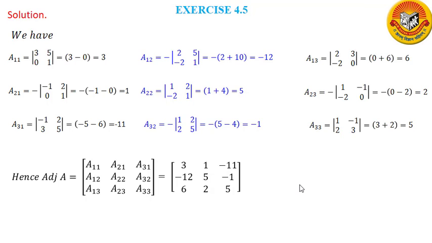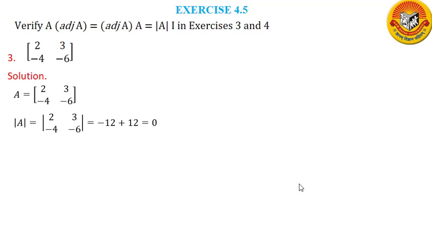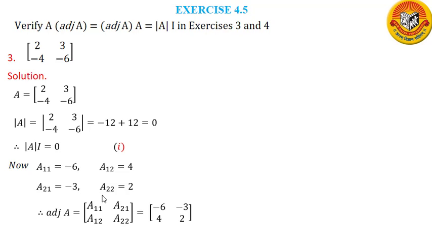Right. So let us see the next question, question number 3. Now here I have to verify A into adjoint A is equal to adjoint A into A is equal to determinant A into I. For question number 3 and 4 we have to verify. So question number 3 is a 2 by 2 matrix, so it is simple. First I will find determinant of A, which I am getting as 0, right? So the third term, determinant of A into I, I will get as 0. Now let us find a11, a12, a21 and a22, and hence find adjoint of A.